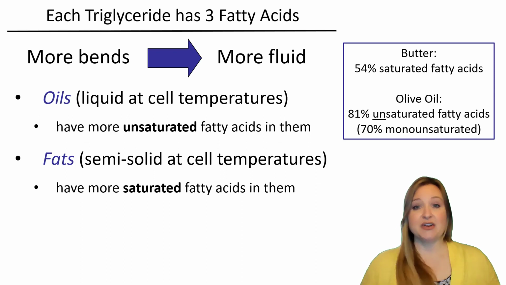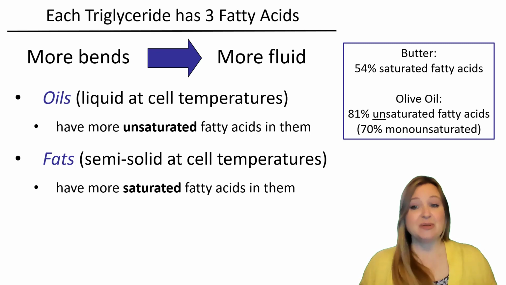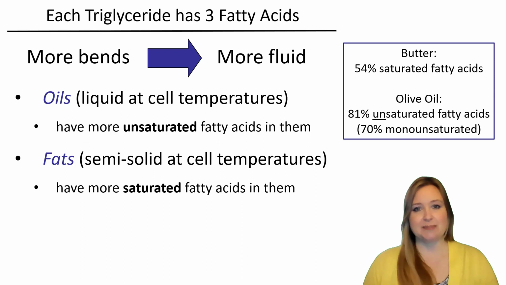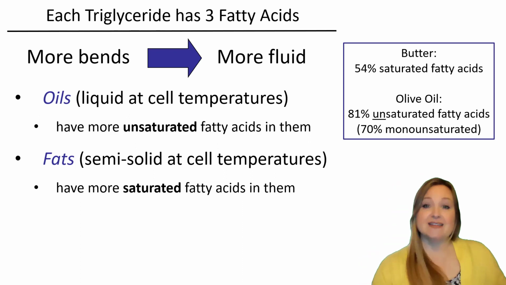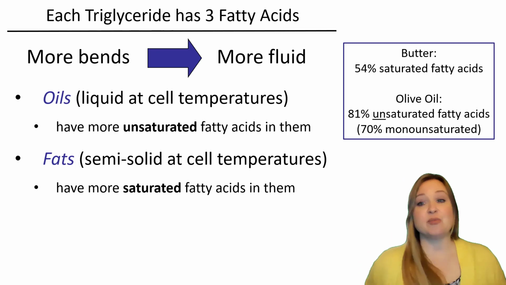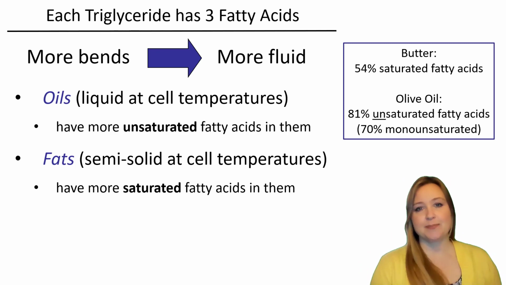Olive oil, on the other hand, has very few saturated fatty acids in it. In fact, 81% of the fatty acids found in olive oil are unsaturated. And it's kind of interesting that 70% of the fatty acids found in olive oil are actually monounsaturated. Okay, so oils are going to have more unsaturated fatty acids in the triglyceride structures. Fats, like butter or lard, are going to have more saturated fatty acids in them.